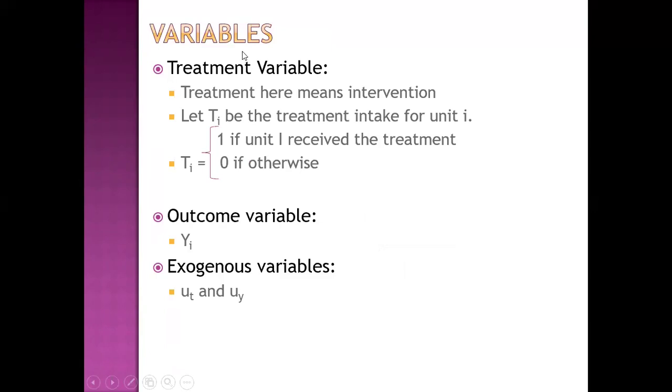Now, a little bit about variables. Variables include a treatment variable. Treatment here means intervention. Let T sub I be the treatment intake for unit I. T sub I is equal to 1 if unit I received the treatment and 0 if unit I did not receive the treatment. Outcome variable is denoted as Y sub I and exogenous variables are denoted as U sub T and U sub Y.